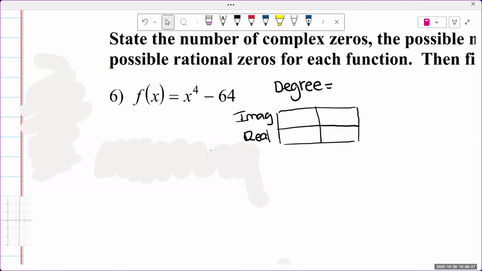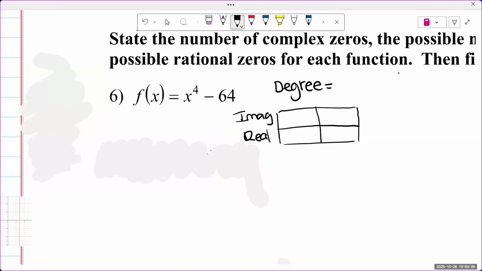Okay. Number 6. This is the new material. So we're going to analyze this polynomial. We want to know the number of zeros total, real or complex, the possible number of real zeros, possible number of imaginary zeros, and all possible rational zeros. Now, rationals, those are not square roots, right? Square roots would count as reals because those are decimals. So possible rational zeros. And then we're going to solve for the zeros.